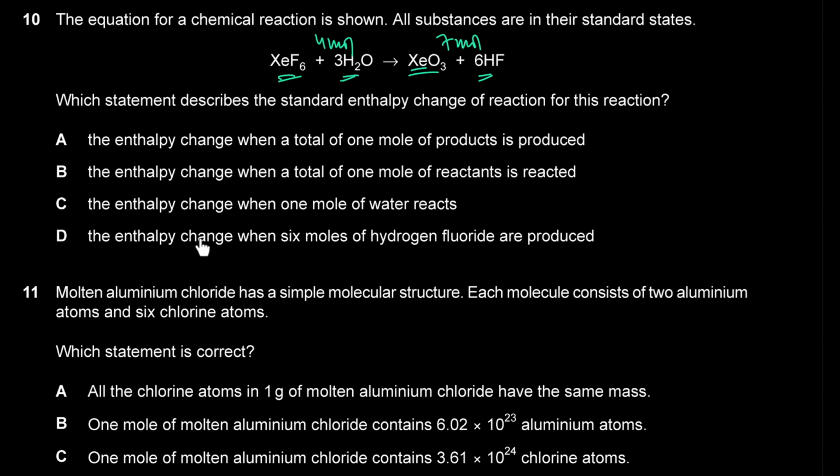When 1 mole of water reacts, again, that's not the answer because we have 3 moles of water shown. The enthalpy change when 6 moles of hydrogen fluoride are produced, yes, that is the answer, because again, when we talk about enthalpy changes or standard enthalpy changes, the coefficients in the equation represent the actual quantities in moles, not just ratios. So in this case, we're showing 6 moles of hydrogen fluoride being produced, so the answer is D.